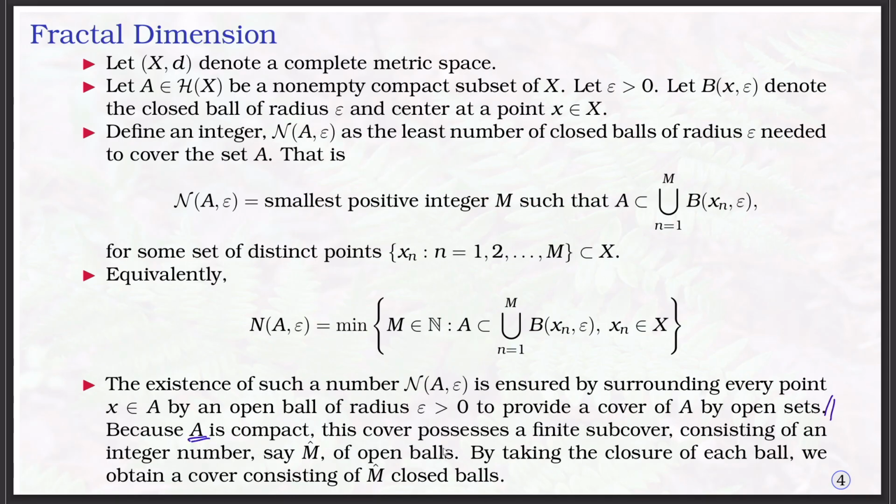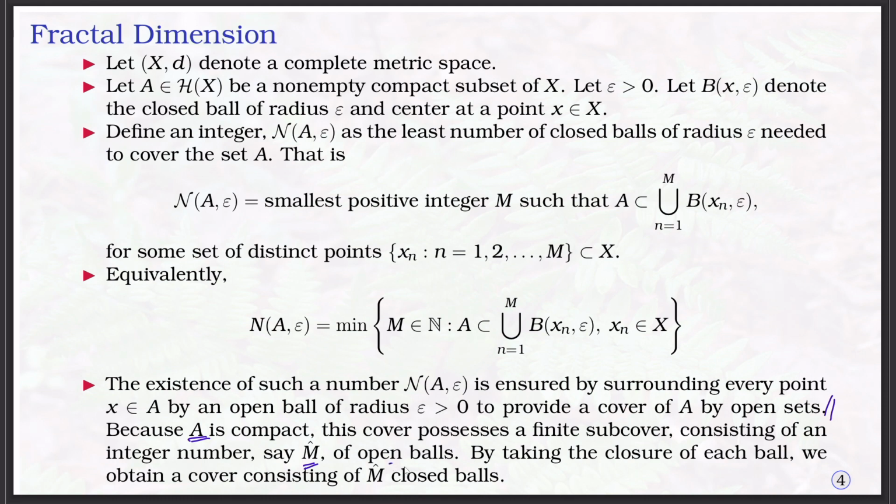Then this cover possesses a finite subcover consisting of an integer number m cap of open balls. Now, because every infinite cover has a finite subcover, this is the definition of a compact set. Therefore, the infinite cover has a finite subcover. Say, for example, that the finite subcover has m cap number of open balls.